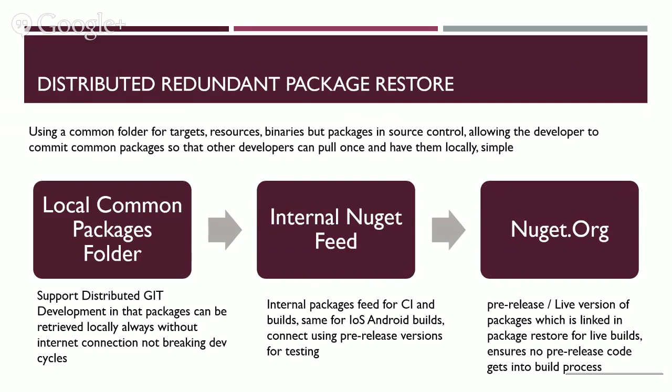The final approach, and this is the redundant package restore that we use within Phoenix, we have a local common packages folder, but this is in source control. So you can think of this as your dependencies folder, where all of your DLLs are stored. The great thing here is that because it's in source control, if another developer in the team adds a load of dependencies that are required for a new project, I can download them as part of my normal get code in the morning, and they're available.